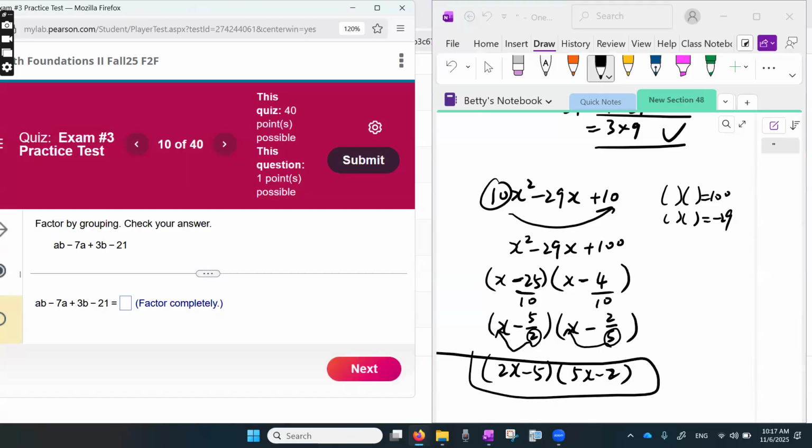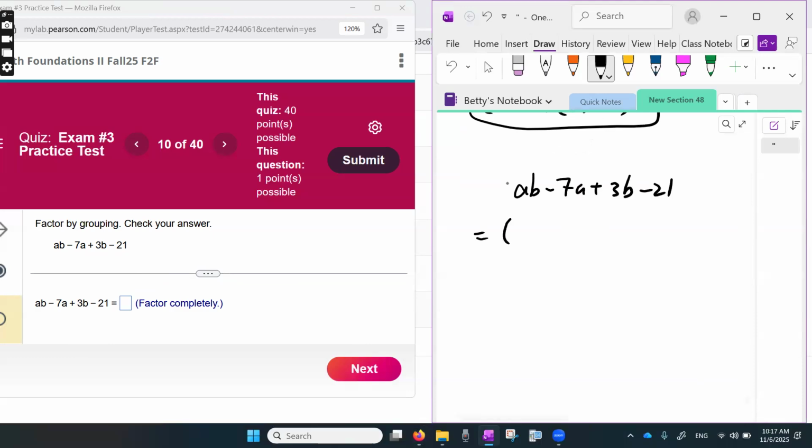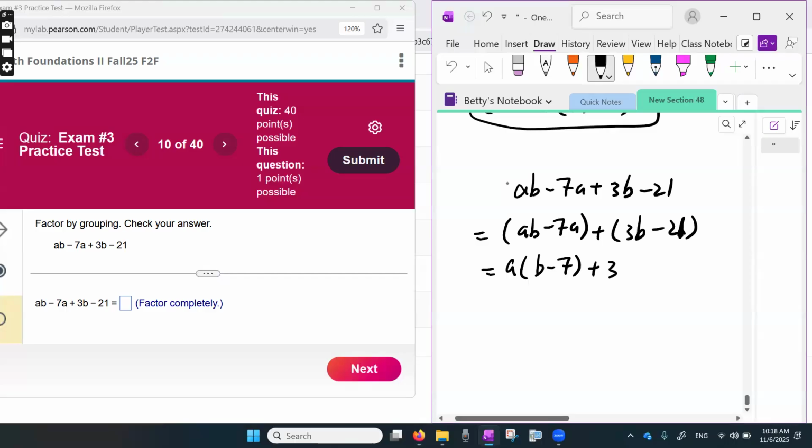Okay. Question number 10. Factor by grouping. Yeah, this one we use grouping because the polynomial has 4 terms. ab minus 7a plus 3b minus 21. ab minus 7a is group 1, 3b minus 21 is group 2. Factor out a from ab minus 7a, GCF is a. Inside the parentheses, b minus 7. 3b minus 21, GCF is 3. Inside the parentheses, b minus 7.